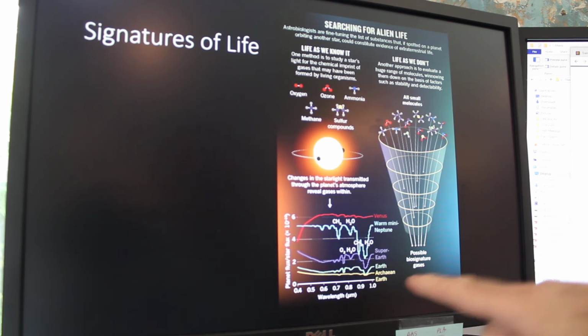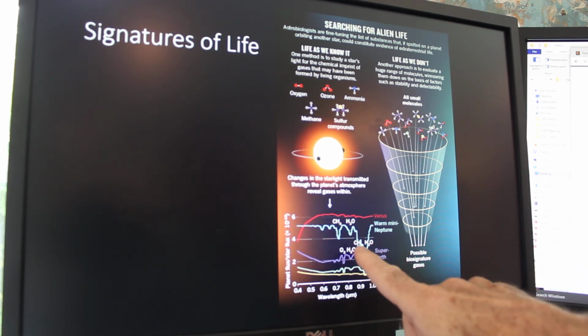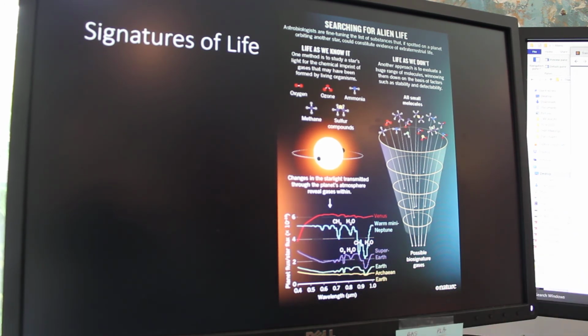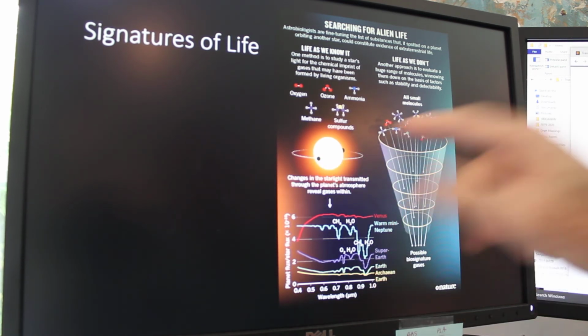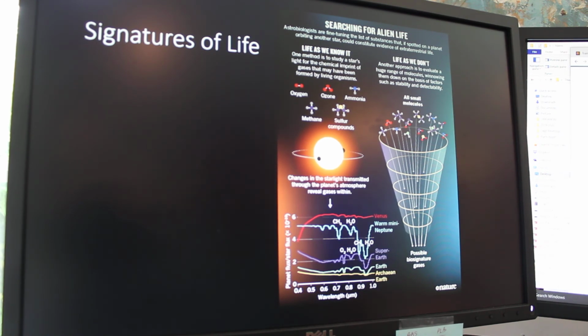All right, so those are the kind of signatures we look for around another planet, or that was what we'd hope to find to give us an idea that there might be actual life on those planets. So far we haven't found any, but so far it's been really hard. We're just at the stage where we're just starting to find planets. We're not at the stage where we're actually searching for life in detail.